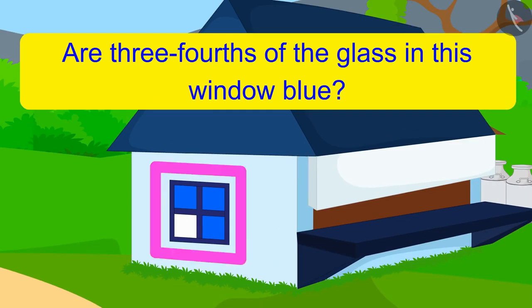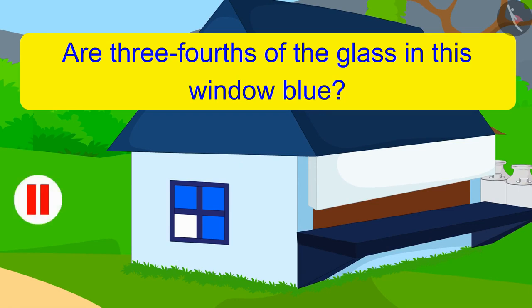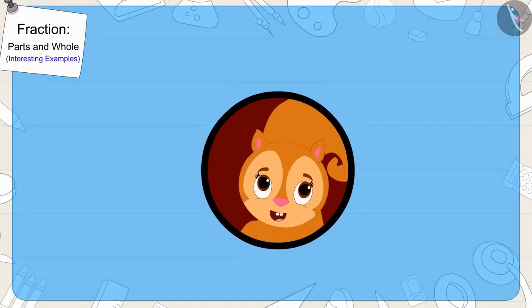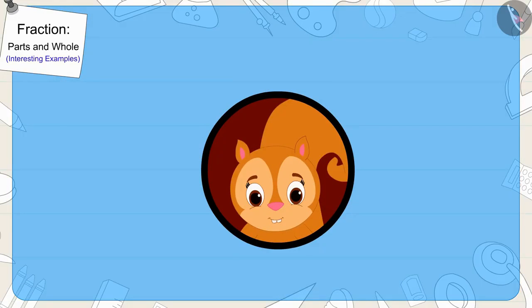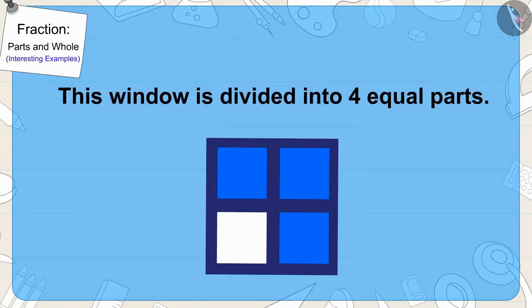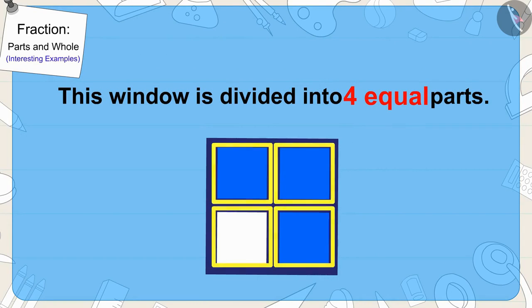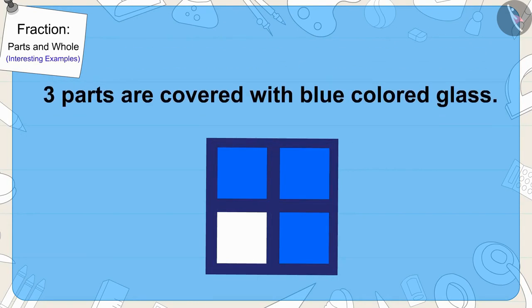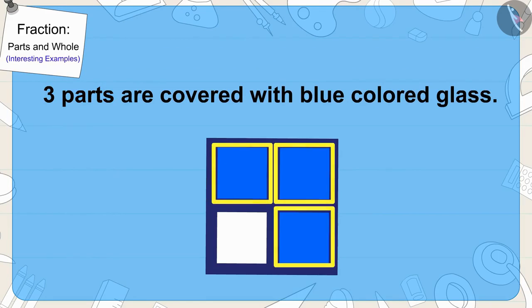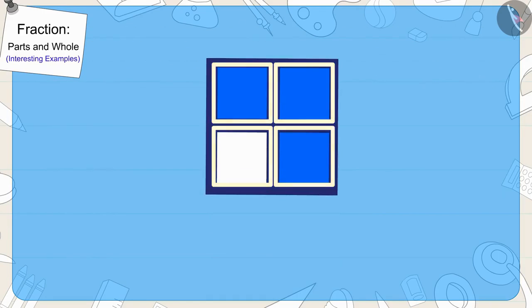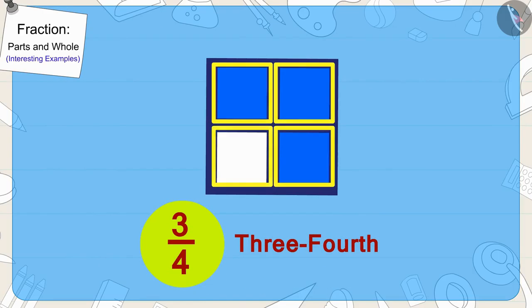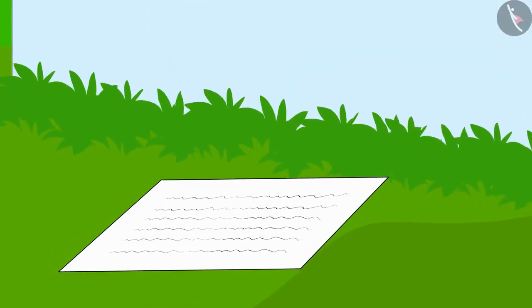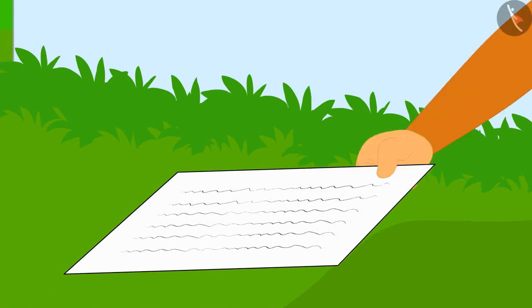Are 3/4 of the glass in this window blue? You can stop the video to find the answer. Yes, your answer is absolutely correct. This window is divided into 4 equal parts, out of which 3 parts are covered with blue-colored glass. In this way, 3/4 of the window has blue glass. Chanda found her next clue under this window.